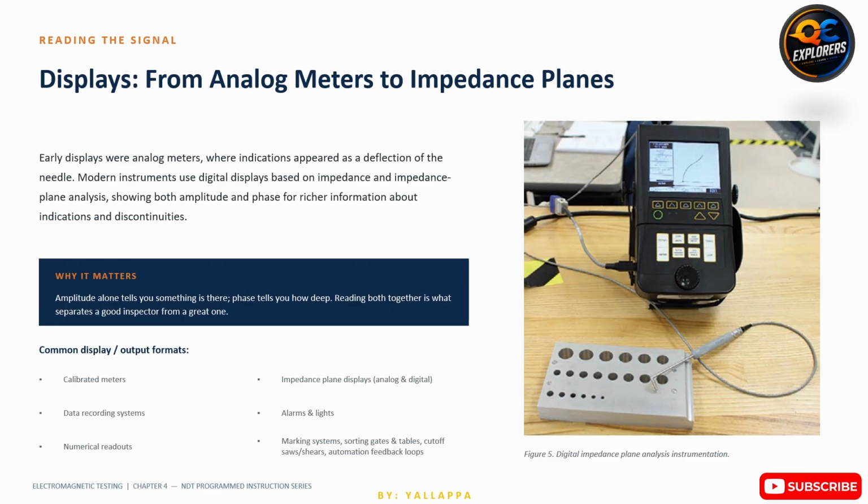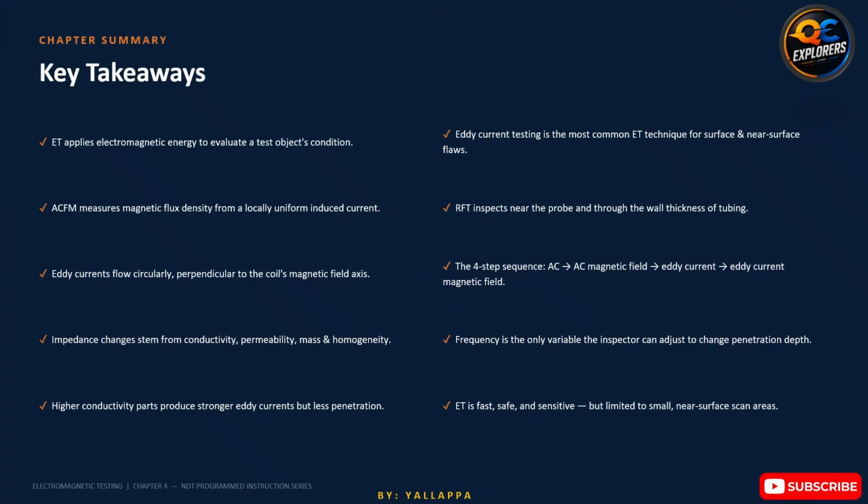Now that we've covered the complete inspection process, from probe selection to signal interpretation, we're ready to summarize the key concepts learned throughout this chapter. Before moving on to the chapter review, let's summarize the key concepts that form the foundation of electromagnetic testing. This slide serves as a quick revision of everything we've covered.